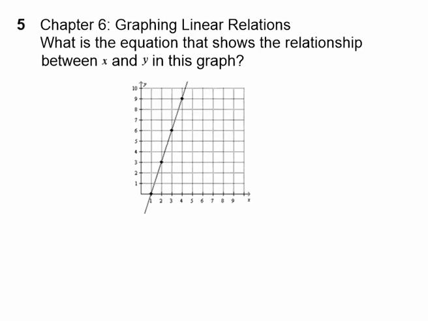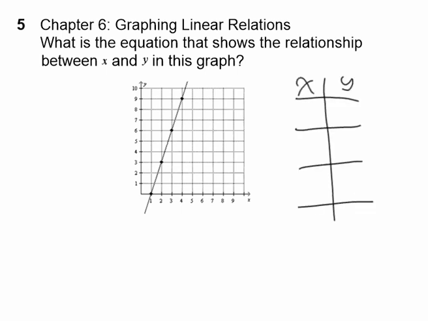Chapter 5 on graphing linear relations, what is the equation? In order to find the equation, the first thing I needed to do was find a table of values that matches the graph. In this, x is 1, y is 0, x is 2, y is 3, x is 3, y is 6, and we can stop there. That's as far as we need to go. We can do one more if you want, but we don't need to.